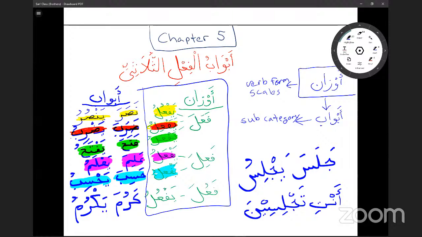You can either say the awzan fa'ala yaf'ulu, fa'ala yaf'ilu, fa'ala yaf'alu, which I prefer. But this book teaches the awzan, and it also teaches the abwab: نصر ينصر, ضرب يضرب, فتح يفتح, علم يعلم, حسب يحسب, كرم يكرم. فهمت يا أخي؟ Yes, barakallahu feek. وفيكم بارك الله. So inshallah, everyone is finished writing these.